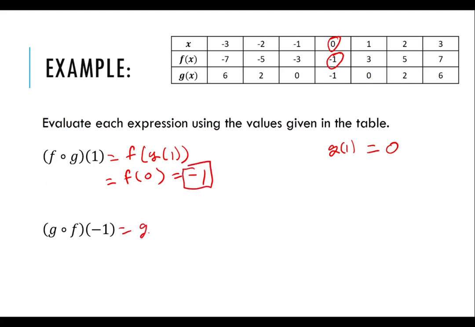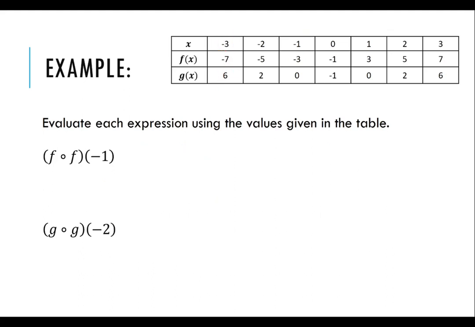Next, g of f of -1. First off, let's find f of -1. -1 I find here. Then f of -1 is -3. So that's f of -1, which means this is g of -3. Then we find that g of -3 is going to be 6. And there we are.